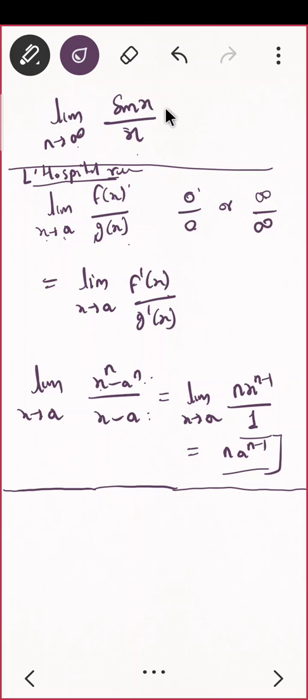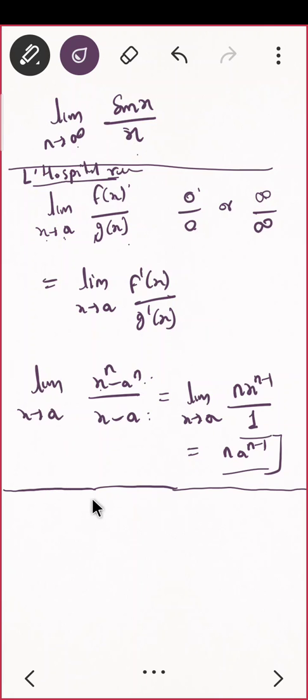But that is not true. Sin is always lying between -1 and 1. It will never go to infinity, correct? So you cannot apply the L'Hopital rule here. Do you agree? I have seen many people making this mistake, so make sure you avoid it.